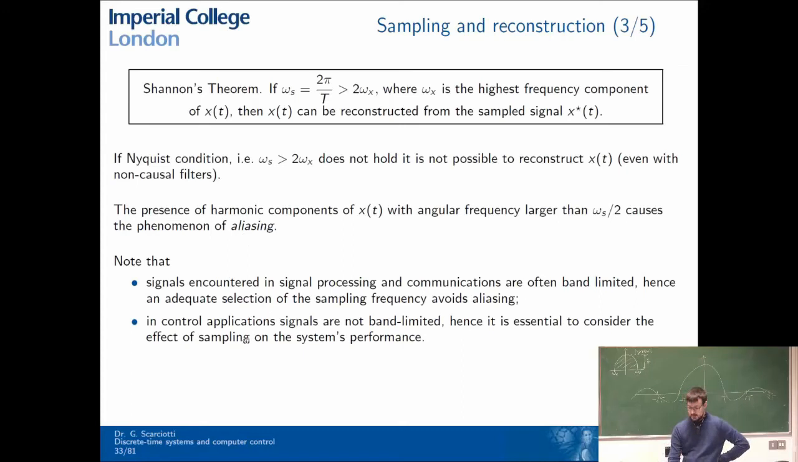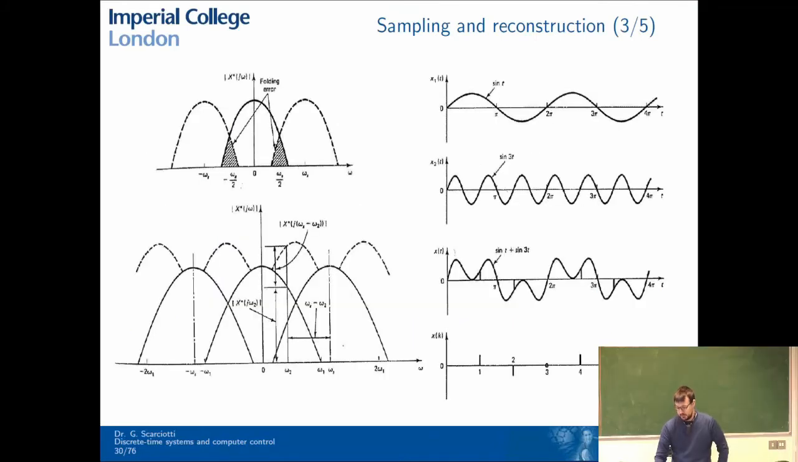Note also that while in signal processing and communication the signals are often band limited, so there is a maximum frequency component and we can apply the Shannon theorem, in control applications usually the signals are not band limited, so the Shannon theorem cannot actually be applied. And the reason, again, as I just said, is that there is, for instance, noise. The issues caused by the reconstruction of the signal are summarized in this slide.